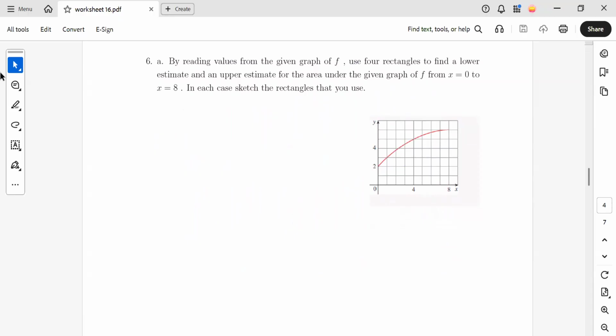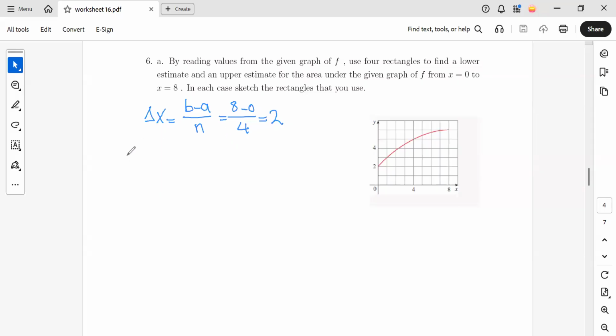For part A, or the first part, we would say that since f is increasing, as you see in the graph, we can obtain a lower estimate by using left endpoints. And we are to use 4 rectangles. In order to have that, we are going to find delta x, which means b minus a over n. So b here is 8, a here is 0, over n is 4, which means delta x is 2.